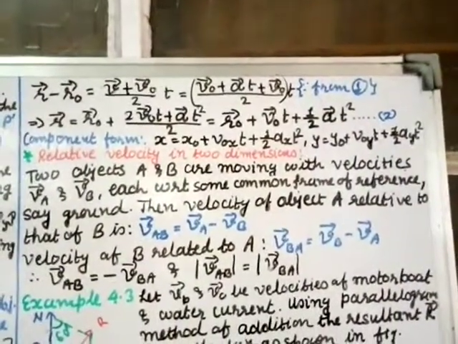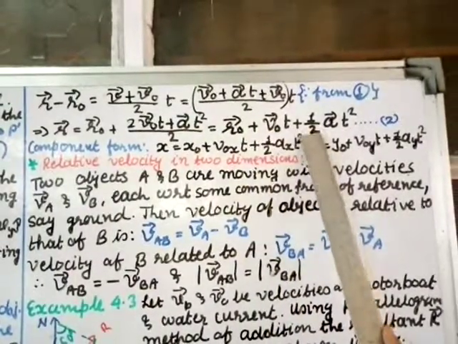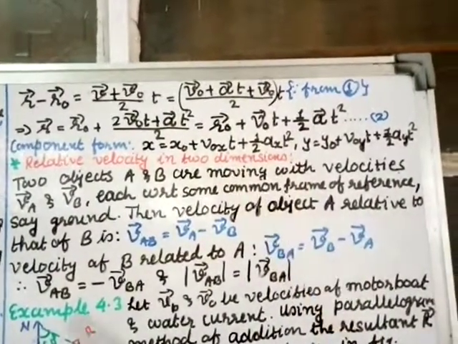Now we write in the component form. So this equation r equals r naught plus v naught t plus 1 by 2 a t square, write in component form, that is x component, y component.